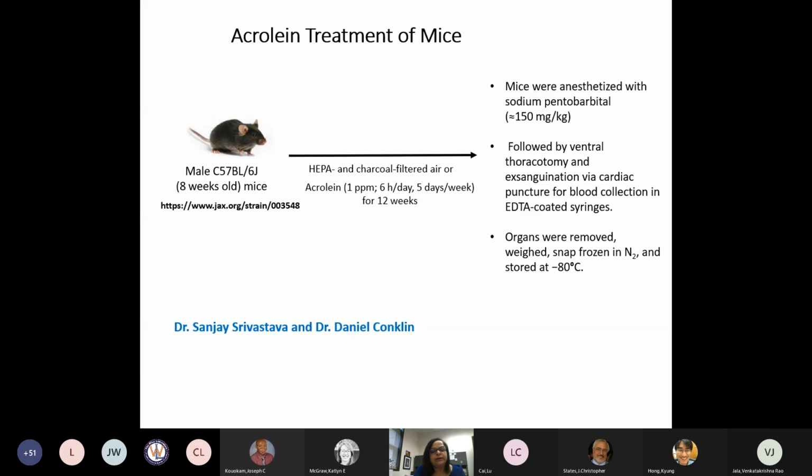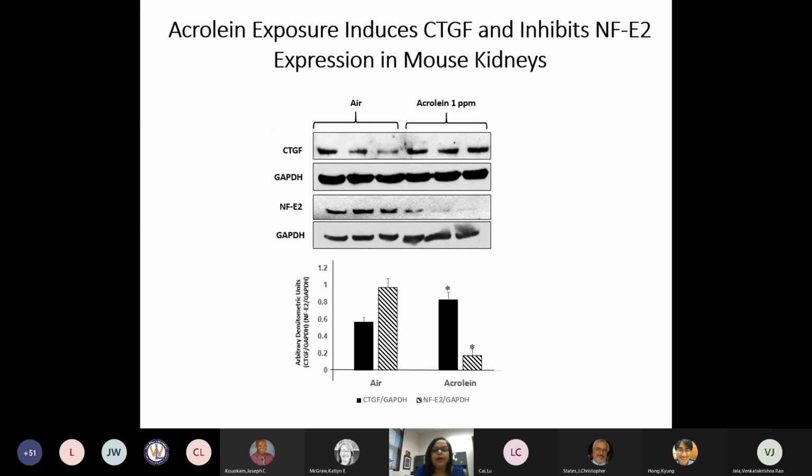On a separate project that I collaborated on with Dr. Srivastava and Dr. Conklin, these mice were treated with acrolein or charcoal filtered air for 12 weeks. They were sacrificed after 12 weeks, and the kidney homogenates and tissue sections were collected and subjected to immunoblot analysis for NFE2 and CTGF. Similar to my studies in diabetic animals, we saw that 1 part per million acrolein exposure decreased NFE2 expression and induced CTGF expression.